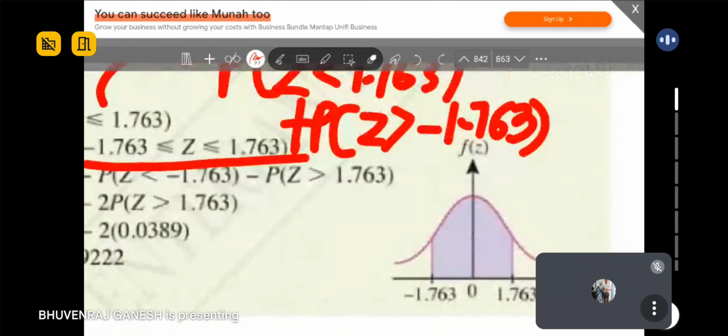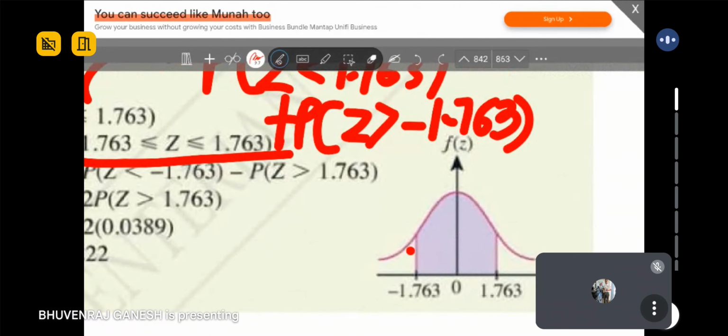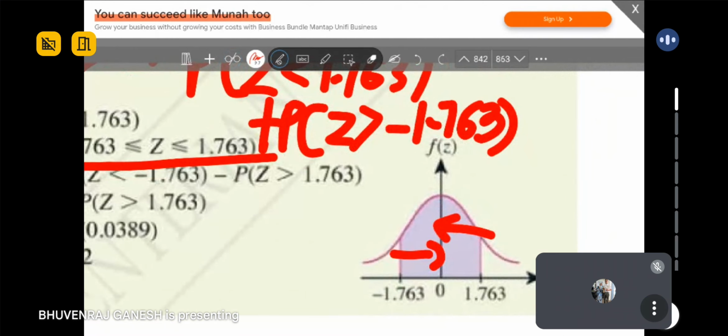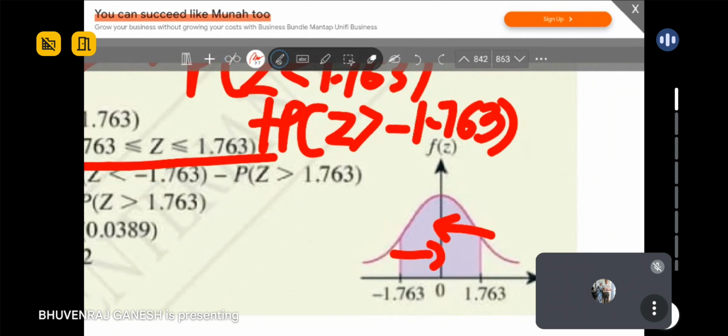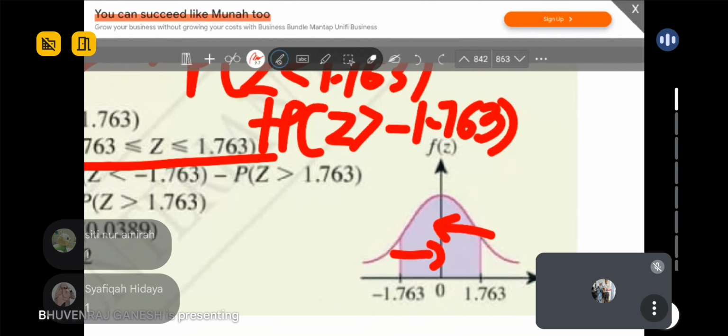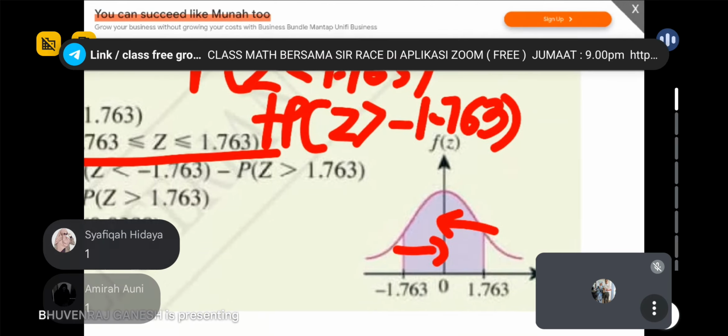Okay, so can you see here? Z greater than negative 1.763. Z less than or equal to 1.763. So this is the shaded region. Ini kamu yang nak cari. Okay? 1 or 2, guys? 1 atau 2? 1. 1, Okay, very good. Okay, so we go to the next page.